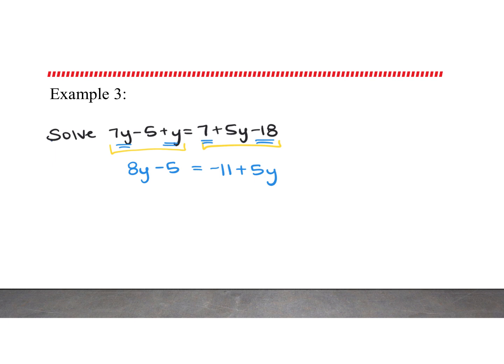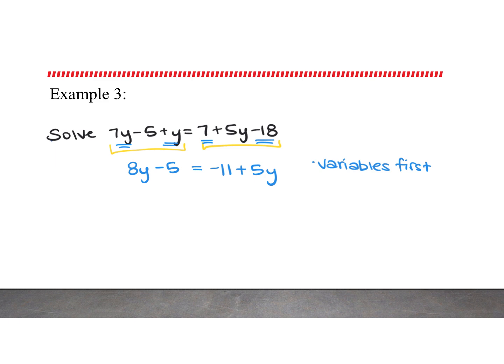So at this point, there's a lot of options. I could move the 8y to the right, or I could move the 5y to the left, or I could tackle my negative 5 or my negative 11. Any of those work. I personally like to go after the variables first, because then I get them where I want them to be.